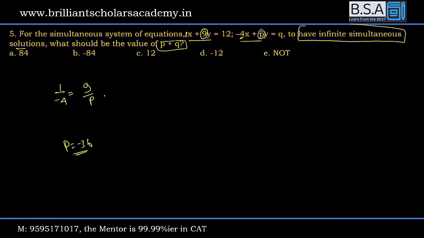Done. It should also be equal to the constant ratio. What is the constant? 12. What is the constant? Q. So if you make it equal, you will have Q is equal to -48. What is P plus Q? How much is P plus Q? -84. Simple questions.